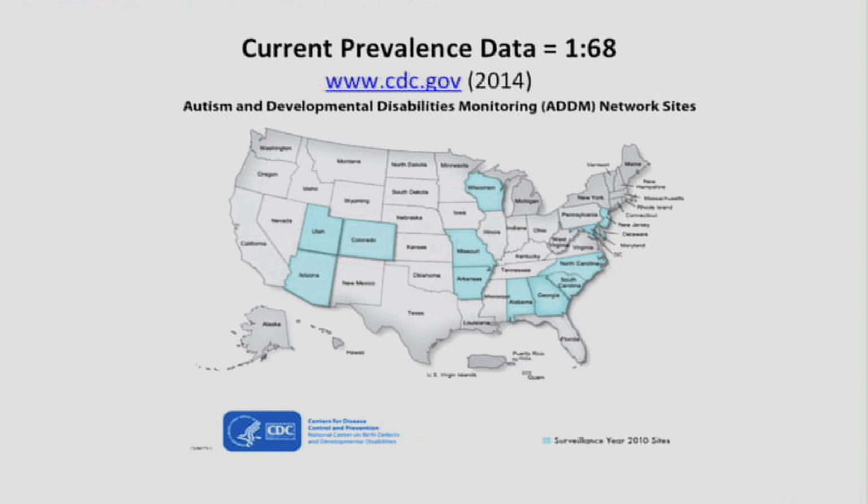And the method that the ADDM network is using is they're really looking at records, school records, medical records, to try and find children who meet diagnostic criteria. So they're not evaluating children in each of these states. And they're looking at children who are 8 years of age. So it's a different methodology than a lot of other prevalence studies. But they've been using the same methodology probably over 10 years now, maybe 15 years. So the methods are the same. So again, the prevalence does seem to be continuing to increase.